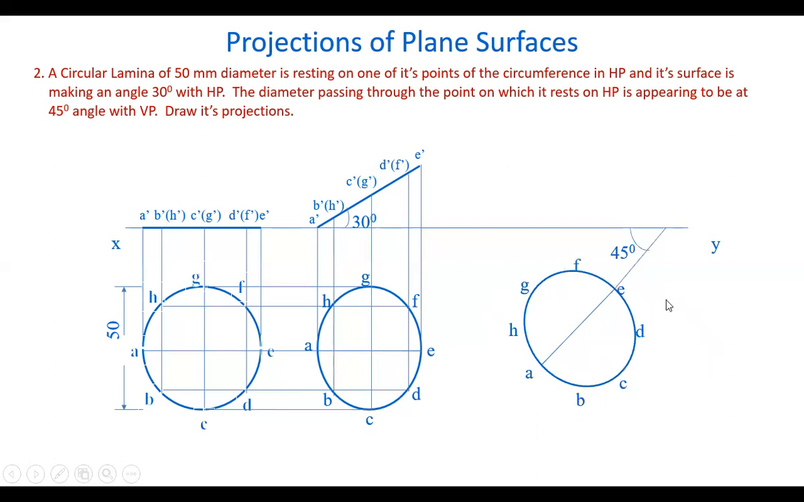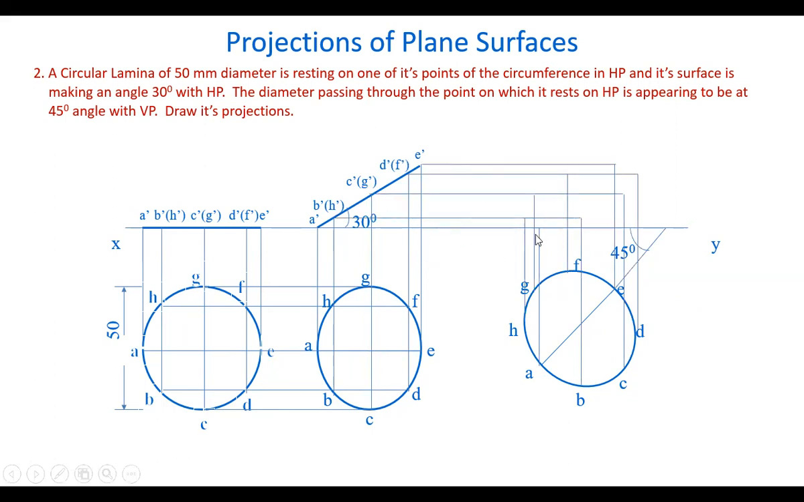Okay. Now, let's draw the front view. Draw projectors from all the points. Draw horizontal lines from these points. Mark the intersection points here. Join all these points by a smooth freehand curve and you get the curve like this, joining all the points. So once you complete it, our final projections are ready. This is the final front view and this is the final top view.